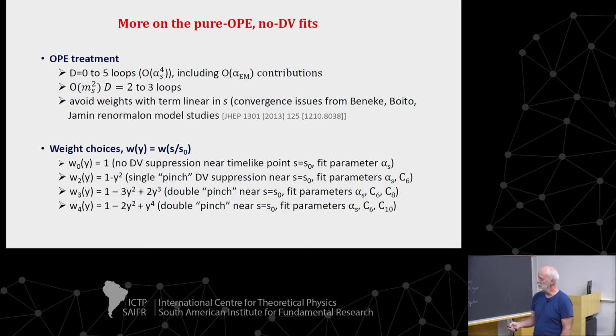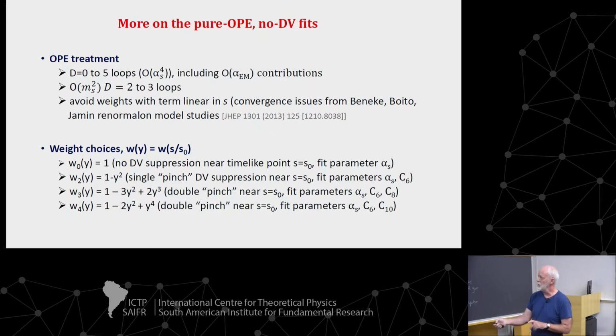The weight where you just have a constant has no suppression of duality violations near the point where you worry about them, but if you have no duality violations as your assumption, you only have one fit parameter, which is alpha S. Then here you have a degree 2 weight, which has a single 0 at y equals 1, which is S equals S0, the time-like point on the contour. So that has a single suppression of duality violating contributions in the bad region. Because it has degree 2 and no degree 1, it talks to the dimension 6 condensate and alpha S.